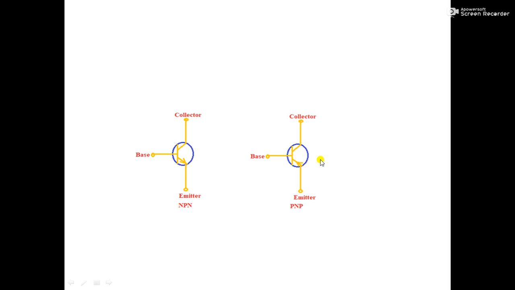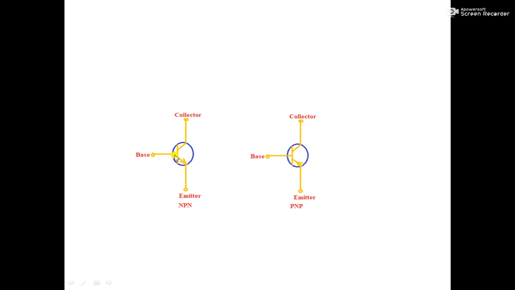Okay, and these are the circuit symbols for the NPN transistor and the PNP transistor. So how can we identify which one is NPN and which one is PNP? Here we can see that the arrowhead is directed from the base to the emitter. So current flows from the P region to the N region. So we can say the base is P and the emitter is N. If the emitter is N, the collector is also N. So it is an NPN transistor.